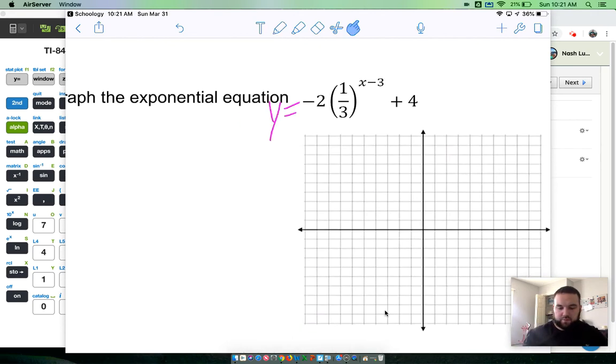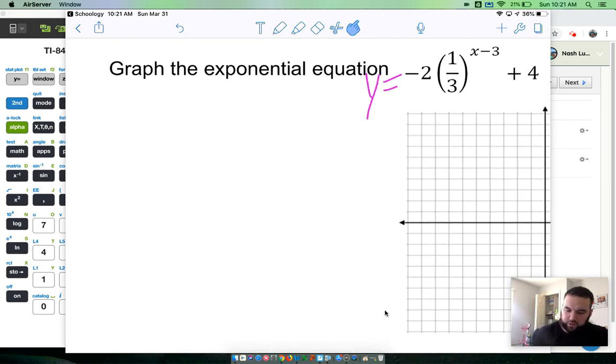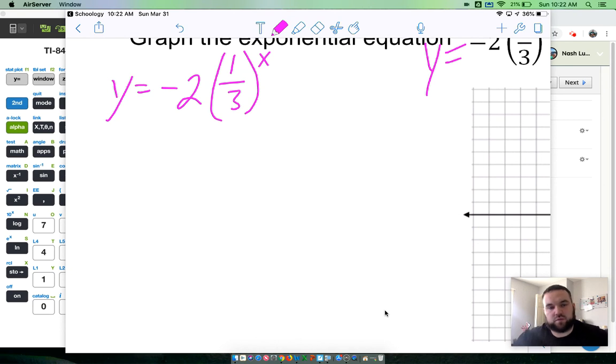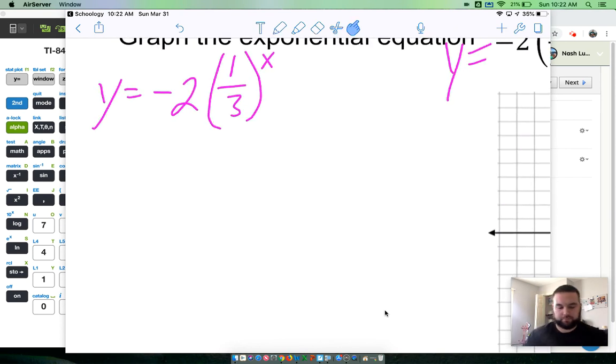So what I'm going to do is make a table for the parent function. And that's actually a lie. I'm going to make a table for the parent function, but include the negative 2. So 1/3 to the x would be the parent function. Negative 2 is my start value. Because it's a decay factor of 1/3, I know that my graph should end up flattening out as I move from left to right.